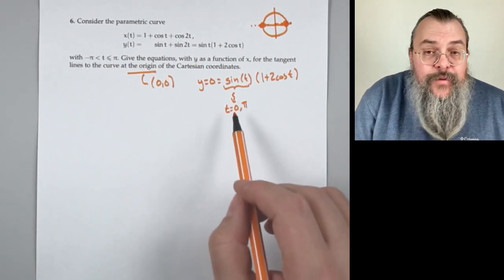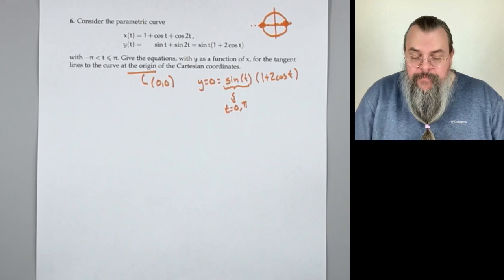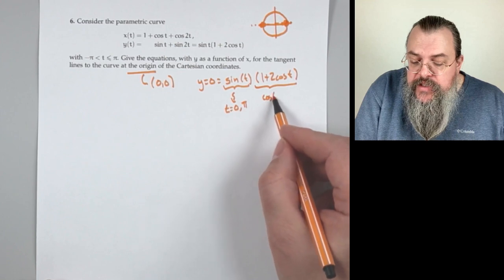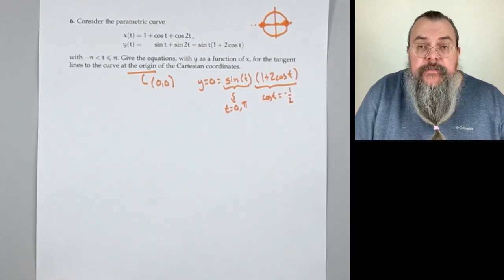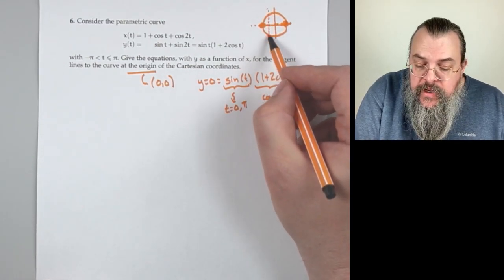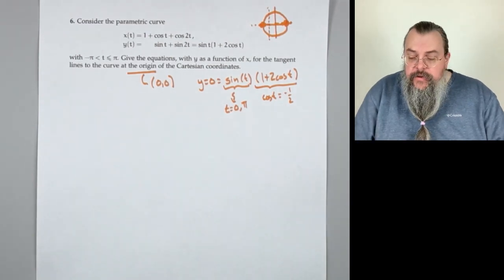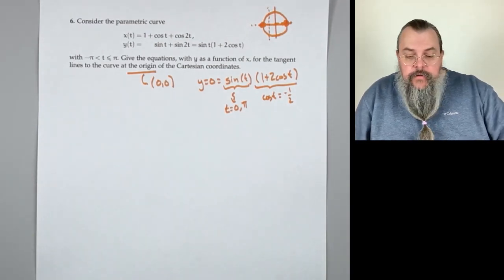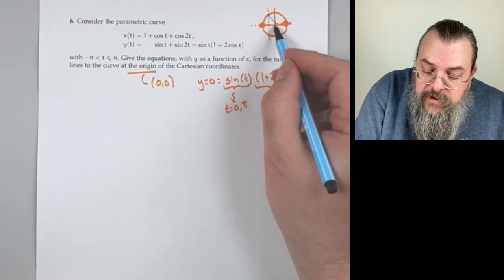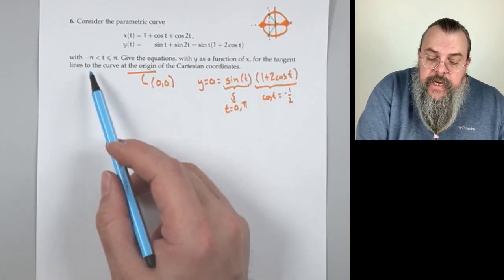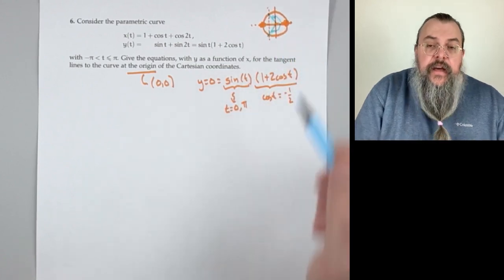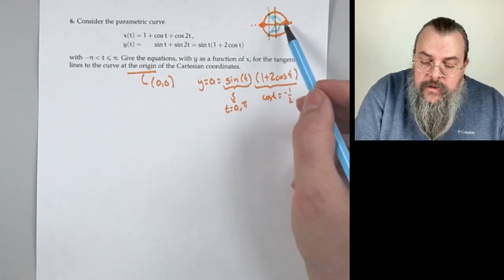Now, I'm not claiming that this works. I'm just saying these are candidates. What about the other one? Well, this says we need cosine t to be negative a half. And we say, when can that happen? So cosine is an x value, and so if we're over here, and maybe I'll switch colors for a second, we'd be looking for these angles. And we're from negative pi to positive pi. So we say, well, what is an angle that does that? And if we figure out one, we can get the other.